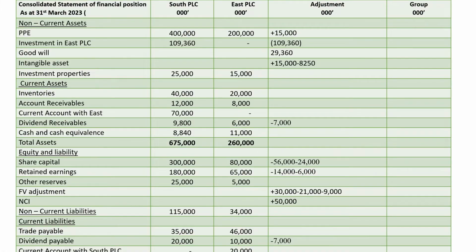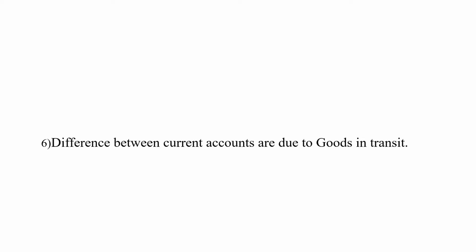From the current account balance with East, we are going to remove this remittance value of 25,000. And since this is a direct cash receipt, we are going to add it to the cash and cash equivalents. Now, we are moving to the next adjustment. Here it says the difference between current accounts is due to goods in transit. So let's identify the value relating to the goods in transit.